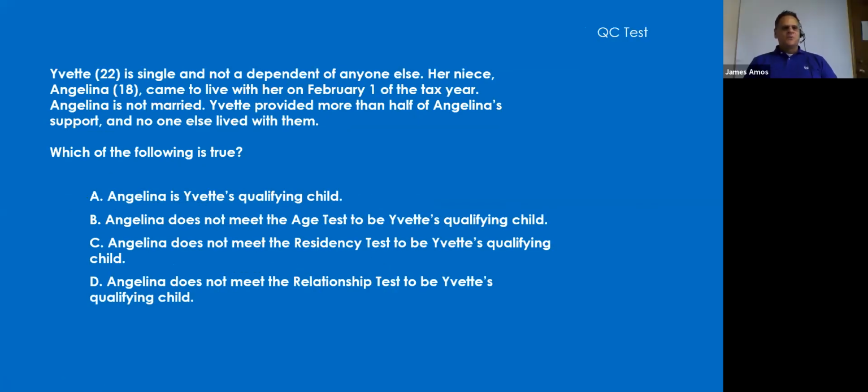All right, so here's another one. Yvette is 22, is single, and not a dependent of anyone else. Her niece, Angelina, 18, came to live with her on February 1st of the tax year. Angelina is not married. Yvette provided more than half of Angelina's support, and no one else lived with them. Which of the following is true? And I'll let you read through those for yourself, and you tell me which one you think is true.